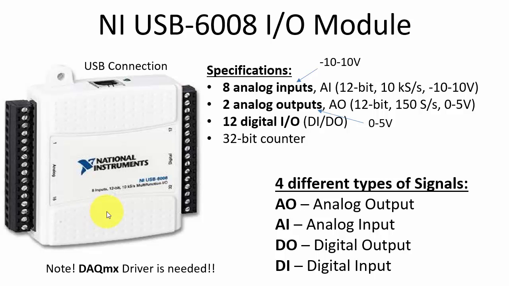For the USB-6008 DAQ device, you have 8 analog inputs and you have 2 analog outputs. In addition, you have 12 digital inputs and outputs. So the analog inputs go from -10 to +10 volts, while the analog outputs need to be between 0 and 5 volts.